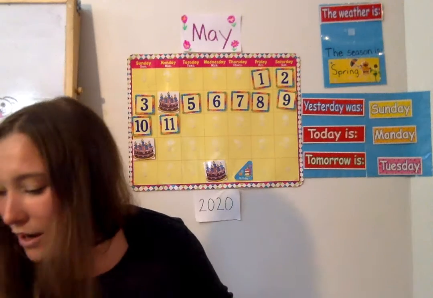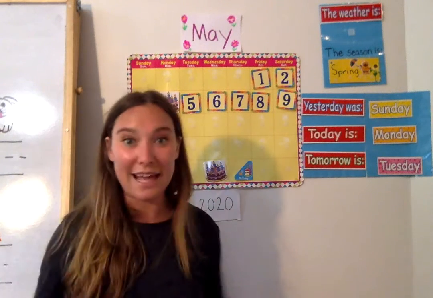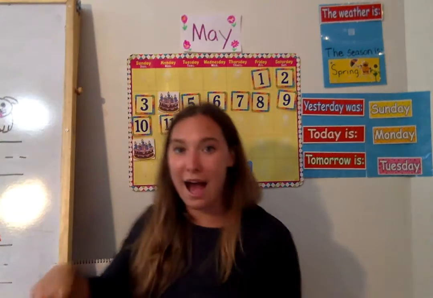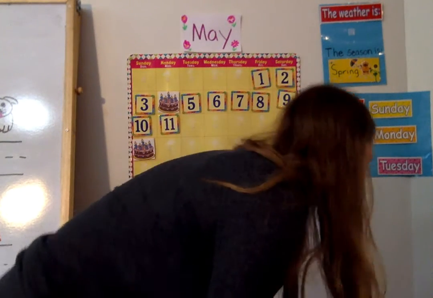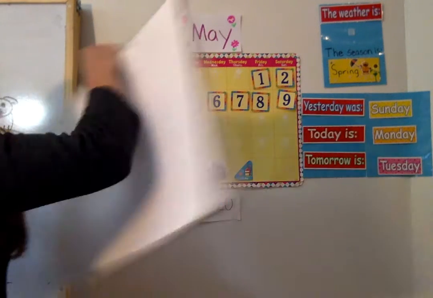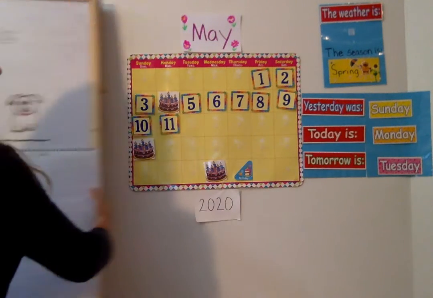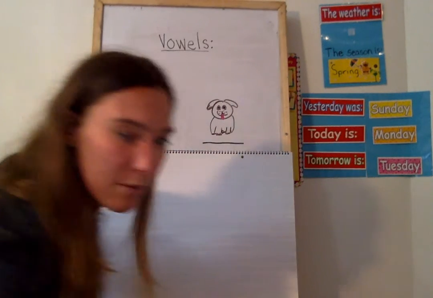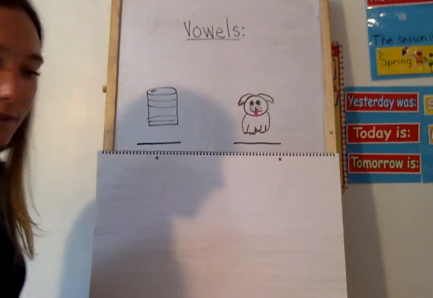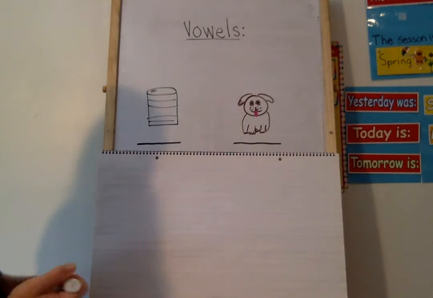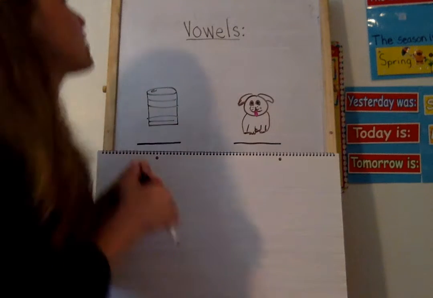Today, we are learning about the letter A. And this week, we're also going to learn about I. So I'm going to bring my board over. We are done with all our consonant sounds, so now we're moving on to our vowels. You can just ignore these pictures for now.